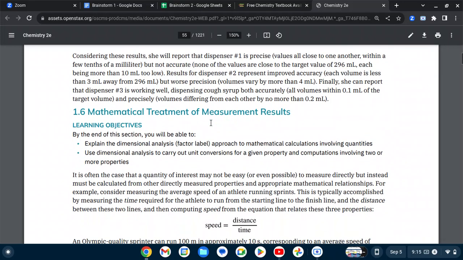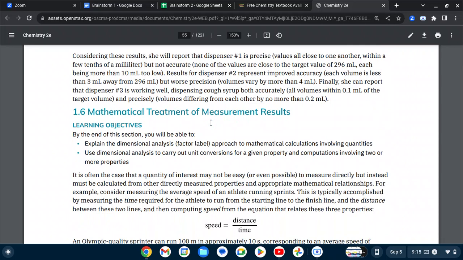Considering these results, she will report that dispenser 1 is precise but not accurate. Results for dispenser 2 represent improved accuracy but worse precision. Finally, she can report that dispenser 3 is working well, dispensing cough syrup both accurately and precisely.